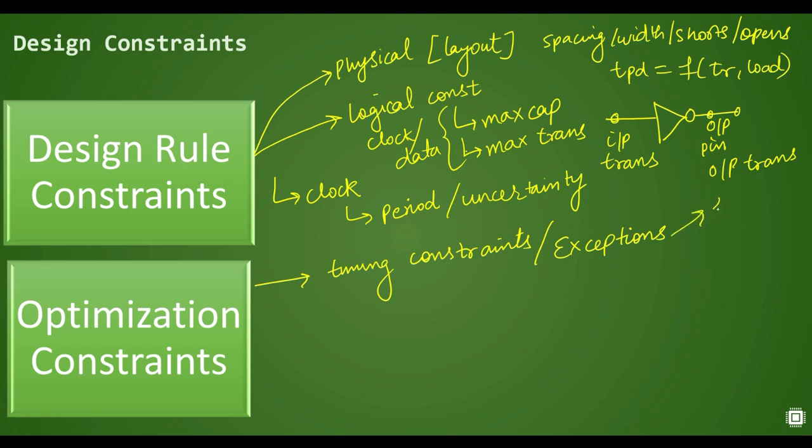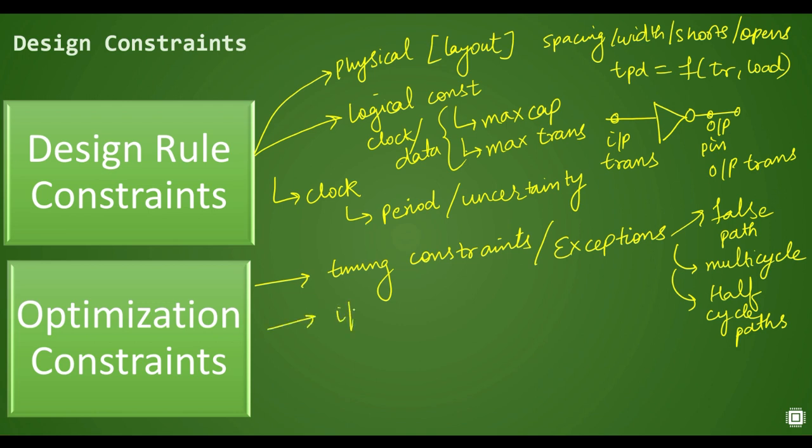Exceptions could be false paths, which will be specified in that constraints file, multi-cycle paths, and there are some timing critical paths which are half cycle. So you will have some half cycle paths, and all of that is specified in the exceptions column of that particular timing constraints file. Then there could be input or output delays of the port. So input and output delays are also mentioned in this optimization related constraints file.